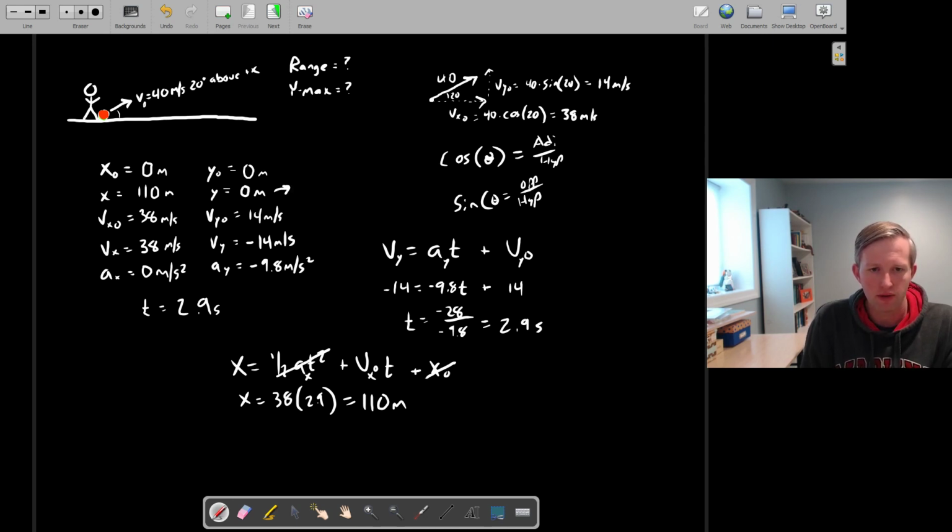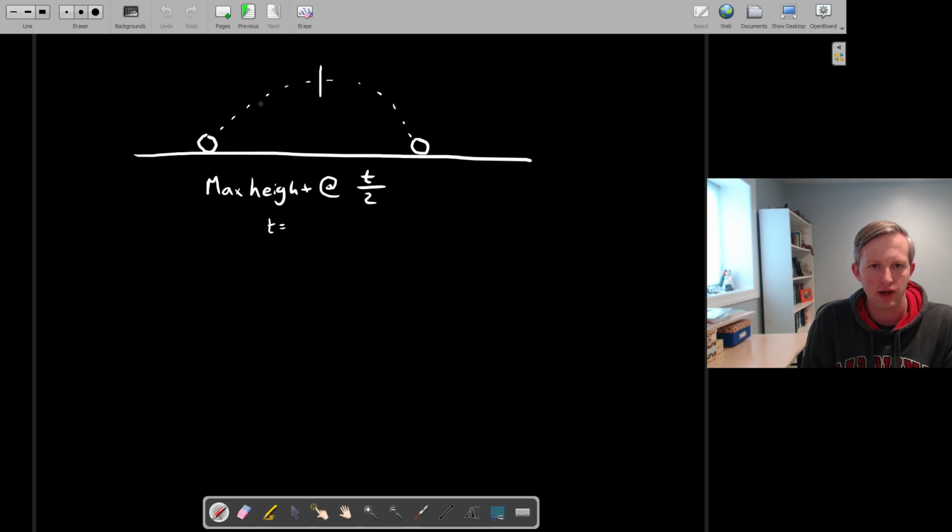As I said before, sometimes the y displacement can be a little bit different, because maybe we don't care about the y displacement at the end, since that's obviously going to be the ground. We want to find what the maximum height is that it gets to. To help understand that, I have a different diagram here.